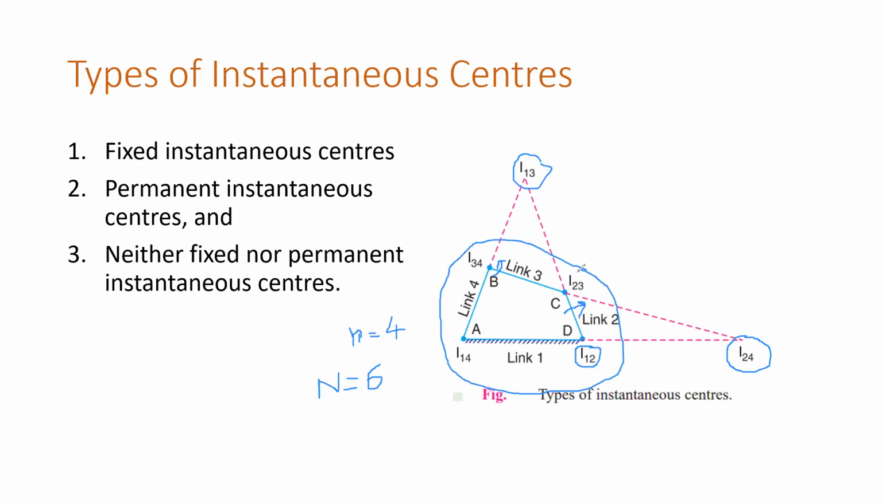So I23 and I34 are your permanent instantaneous centers. Okay, got it? Okay.